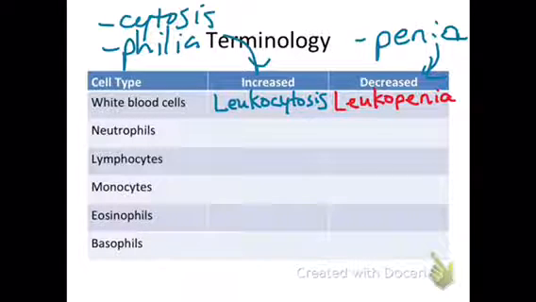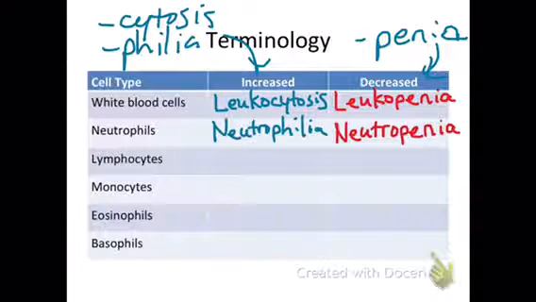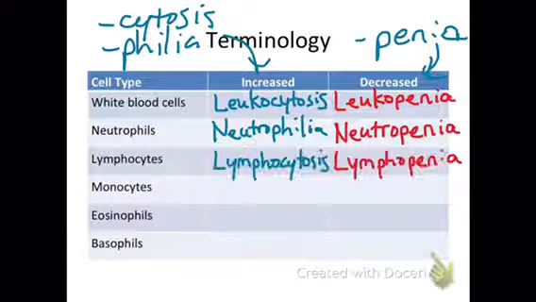A change in neutrophil concentration is denoted by either a neutrophilia or a neutropenia. Lymphocytosis or lymphopenia denotes a change in the lymphocyte concentration. Monocytosis means an increased monocyte concentration, but we really don't have a term for decreased monocytes because oftentimes the reference range goes down to 0.